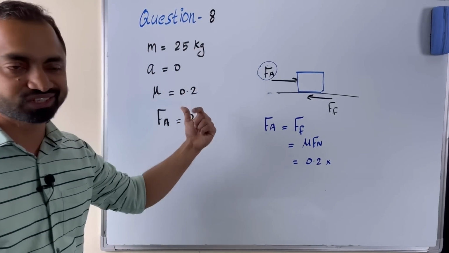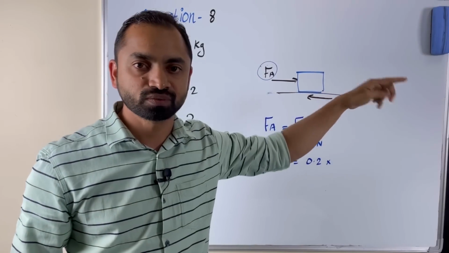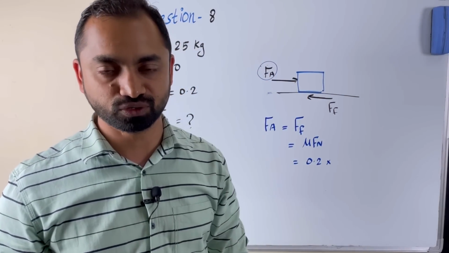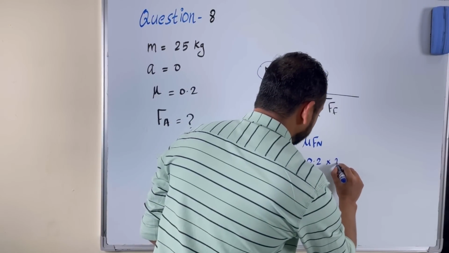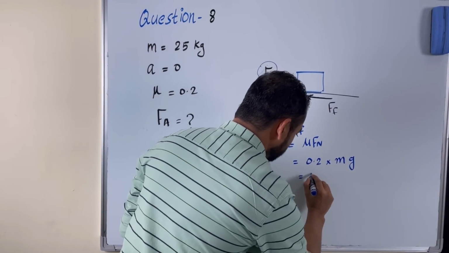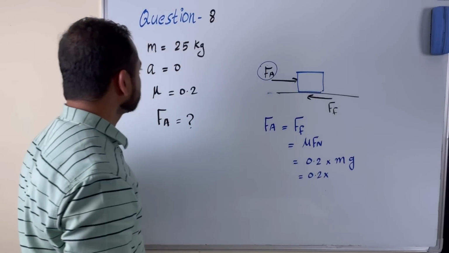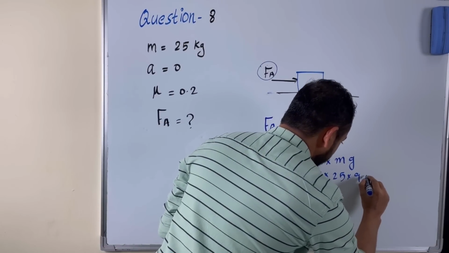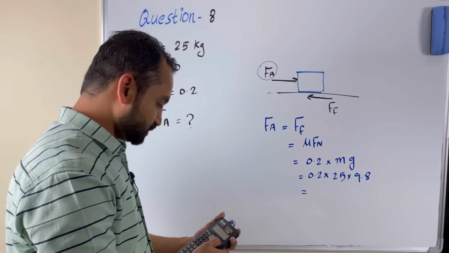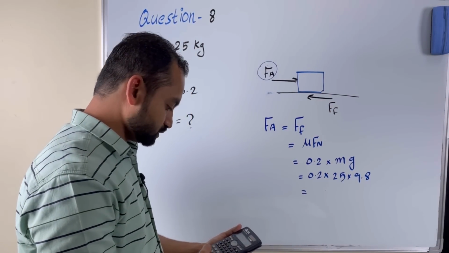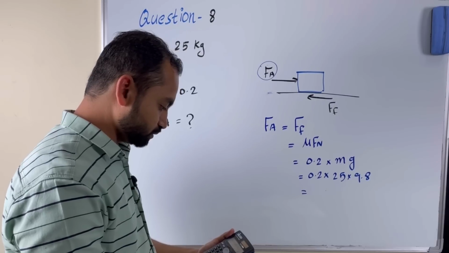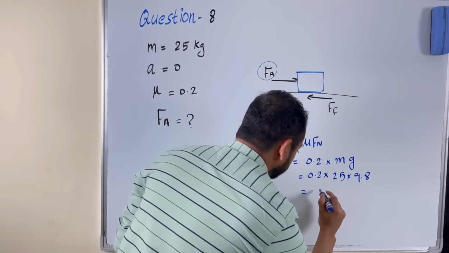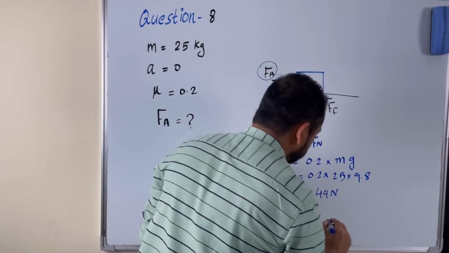Normal force is not given, right? But the surface is a horizontal surface. On a horizontal surface, normal force is always equal to the weight of the object, mg. So instead of normal force, we will write mg. So 0.2 multiplied by m. What is m? Mass of the object 25 kilogram, right? 25. What's the value of g? 9.8. So 0.2 multiplied by 25 multiplied by 9.8, which equals 49. So 49 Newton. You are applying 49 Newton on the box.